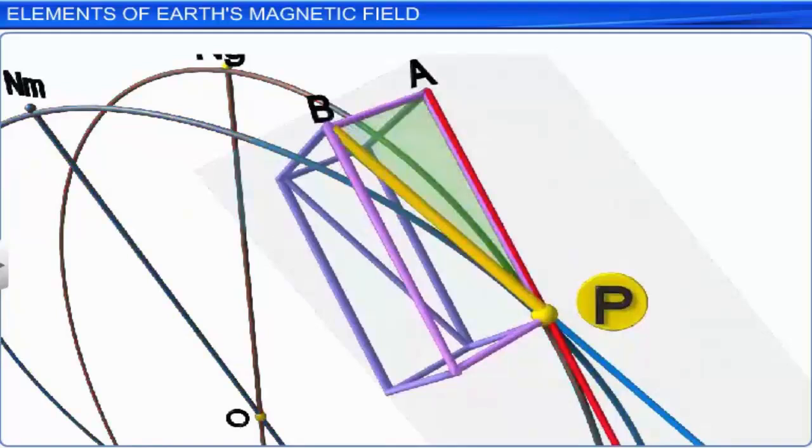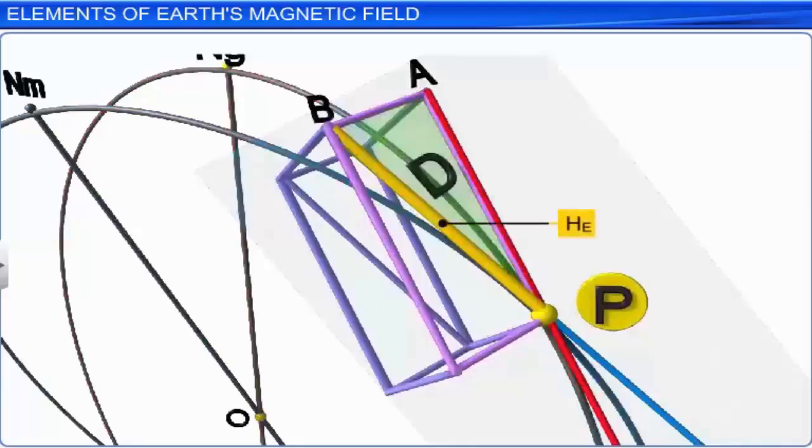This angle of rotation is the angle of declination D at the point B. The length of the line PB, to some scale, represents the magnitude of the horizontal component, HE, of the Earth's magnetic field at the point B.